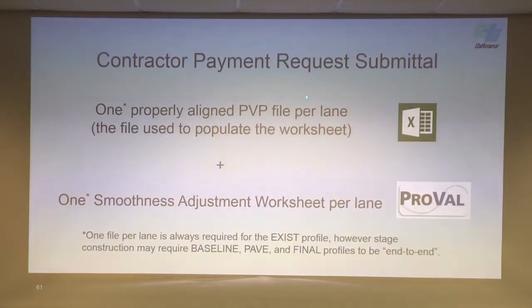Okay, so the contractor payment request submittal. It's two files: an Excel file and a ProVAL project file, a PVP file. These go together. Information from here goes into there. You're going to get that ProVAL file, and you're going to pull that same information in to make sure they didn't change any values.